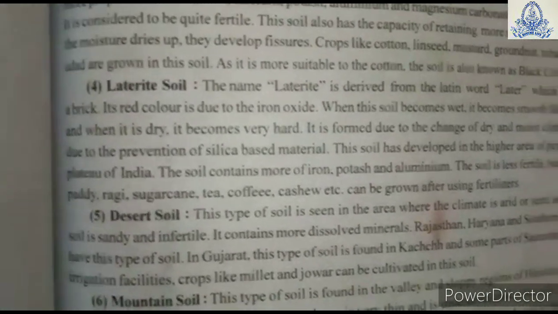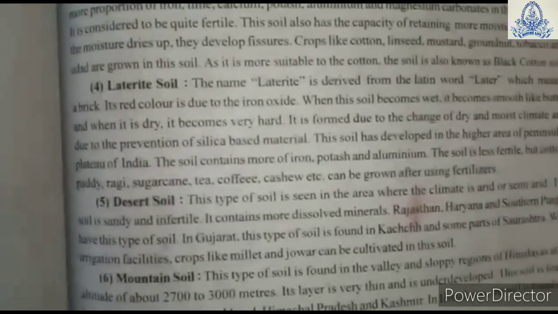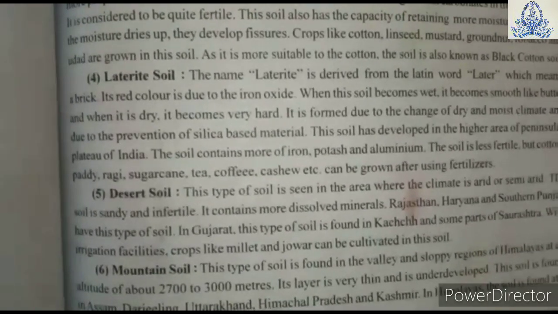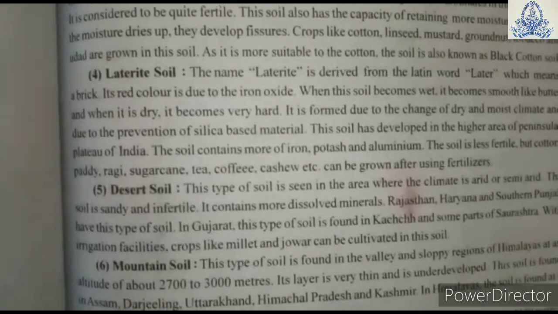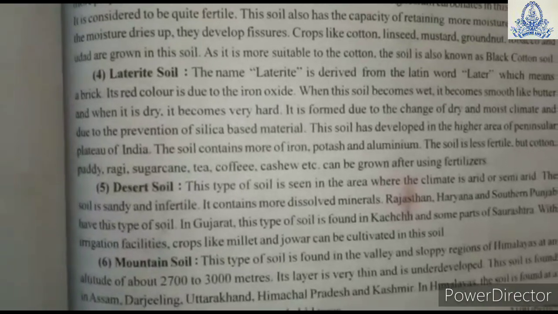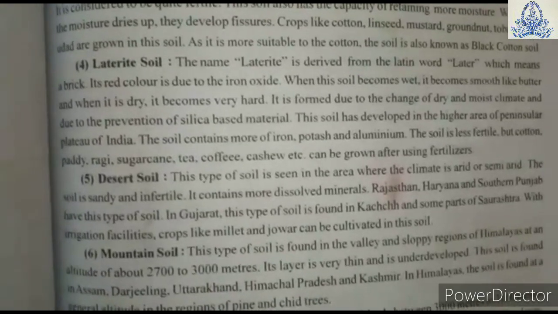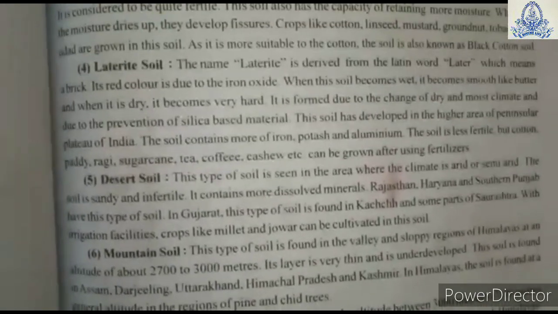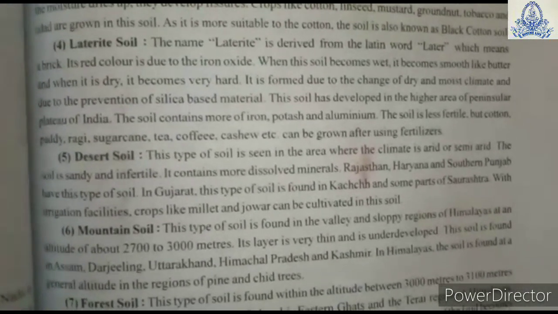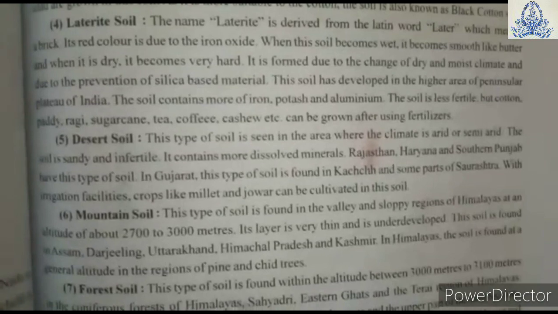This is black soil. Now let us move further, that is laterite soil. As the name says, laterite is derived from the Latin word later, which means brick. So it is also red in color. Now remember, red soil and laterite soil both look red in color, but laterite soil contains iron oxide. So this is the main difference. It becomes very soft when wet, and when it is dry, it becomes very hard. The soil contains iron, potash and aluminum. This soil is less fertile, but crops like paddy, ragi, sugarcane, tea, coffee, cashew grow in it.